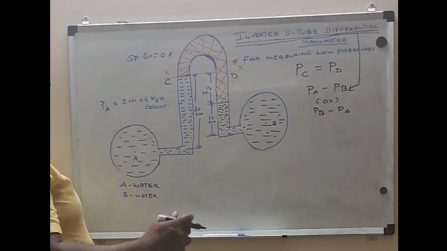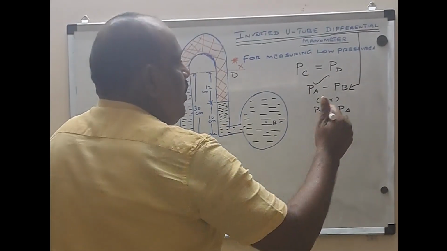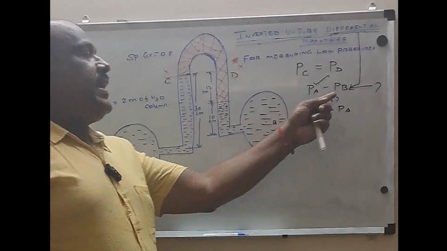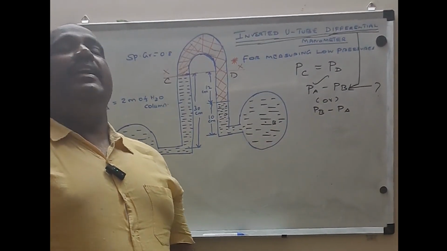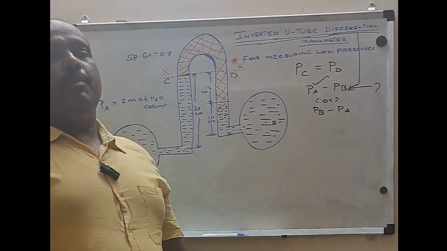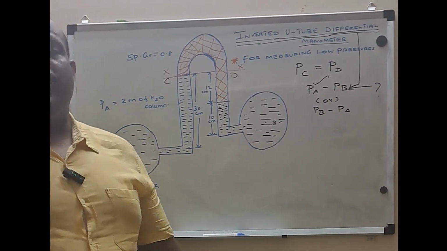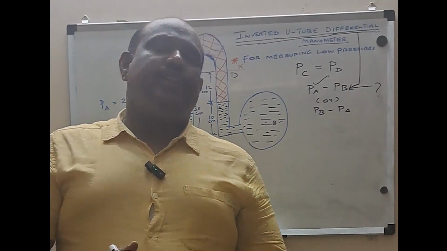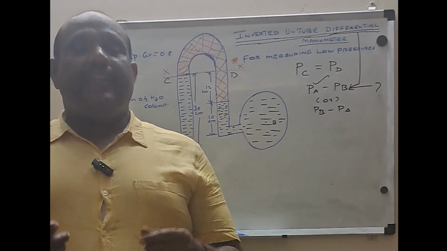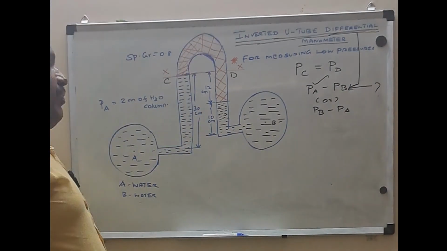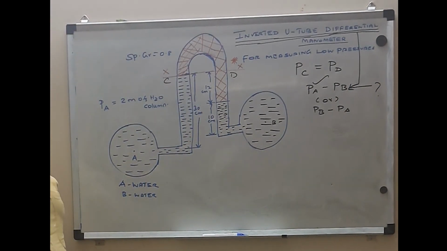So they have given PA, this is also given, so we are asked to find only PB. If PB is negative, it means the pressure of B is lesser than the pressure of A. If PB is positive, it means the pressure of A is more than the pressure of B. That's it. So don't worry about the sign. In engineering or any physics, the negative sign indicates only the direction. Okay, fine. Now let us proceed to the problem.